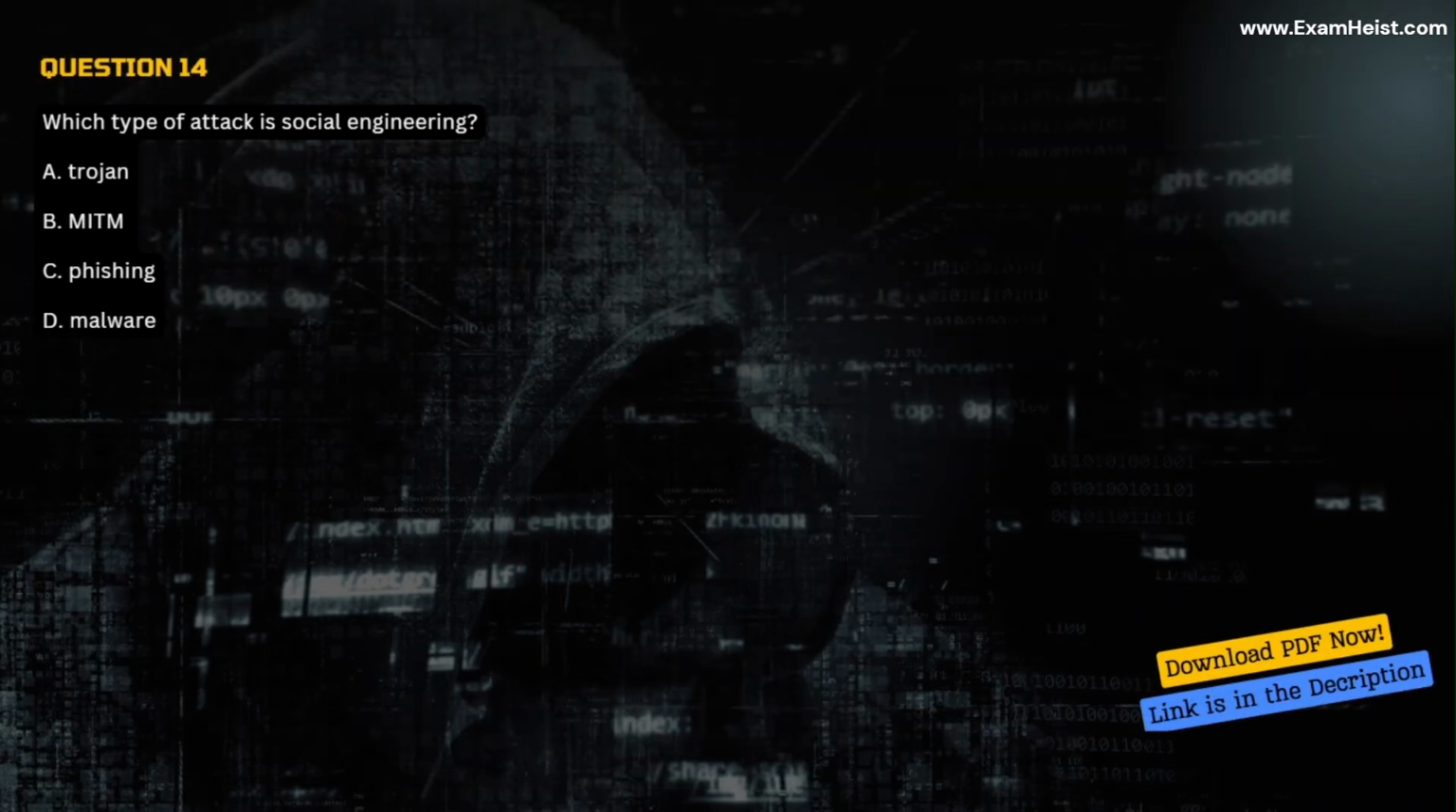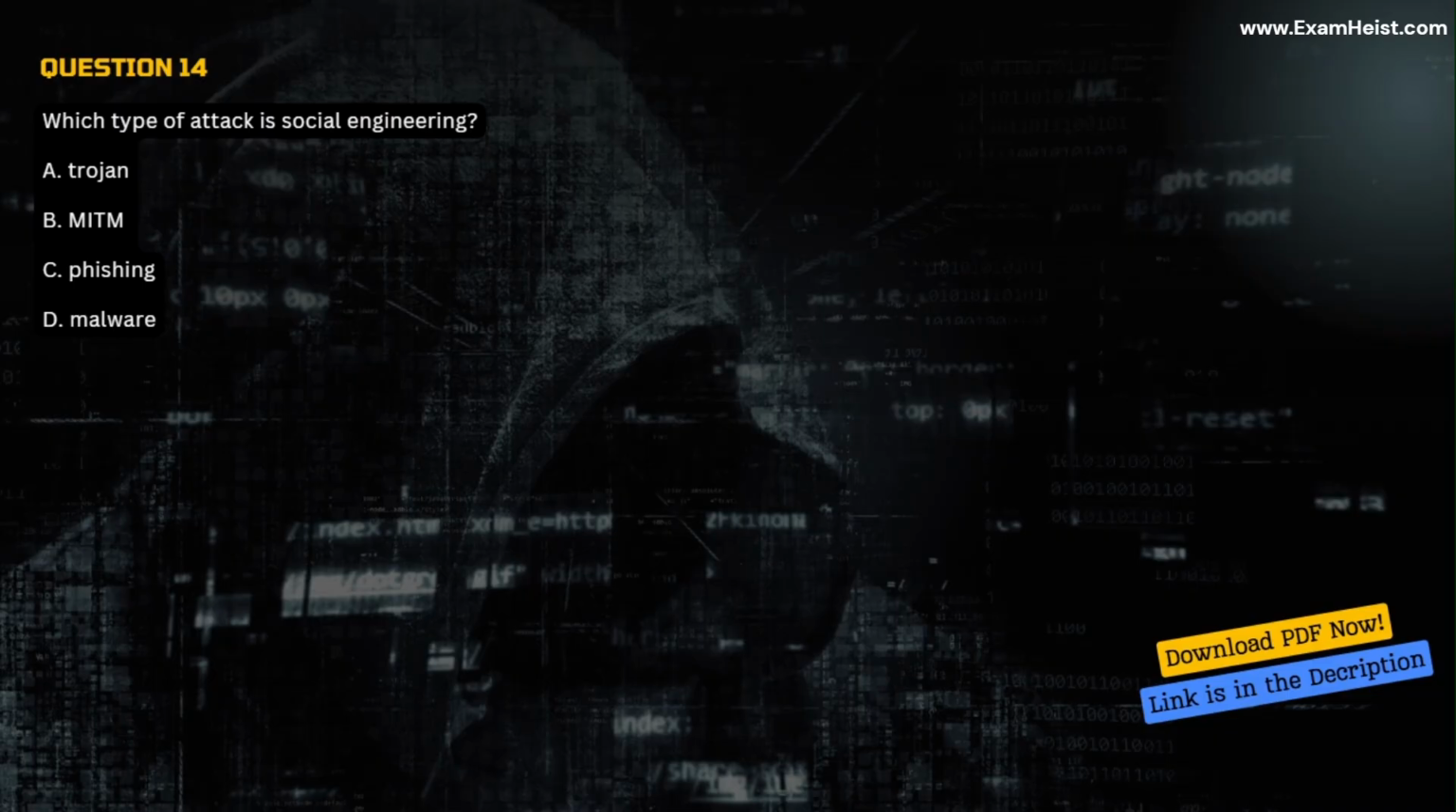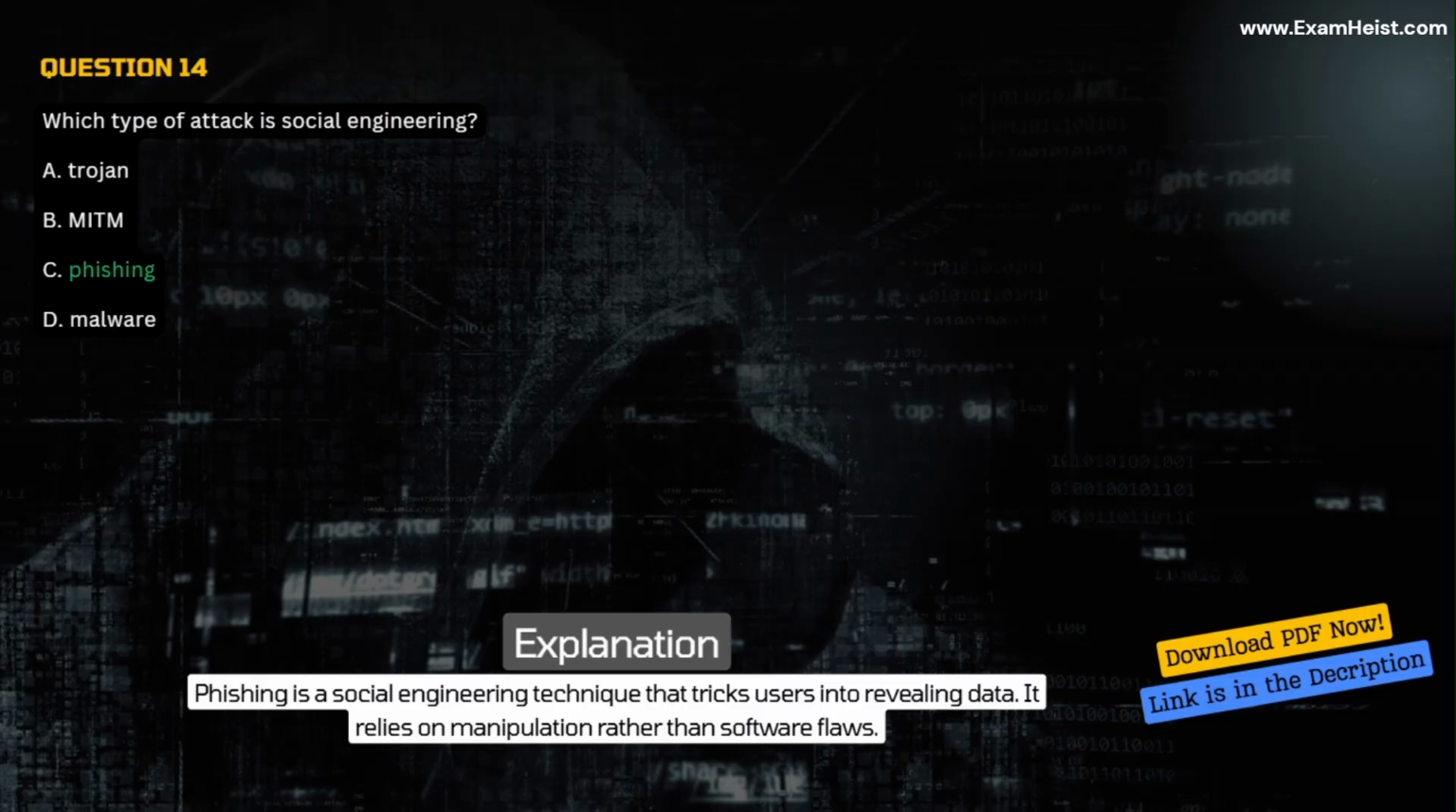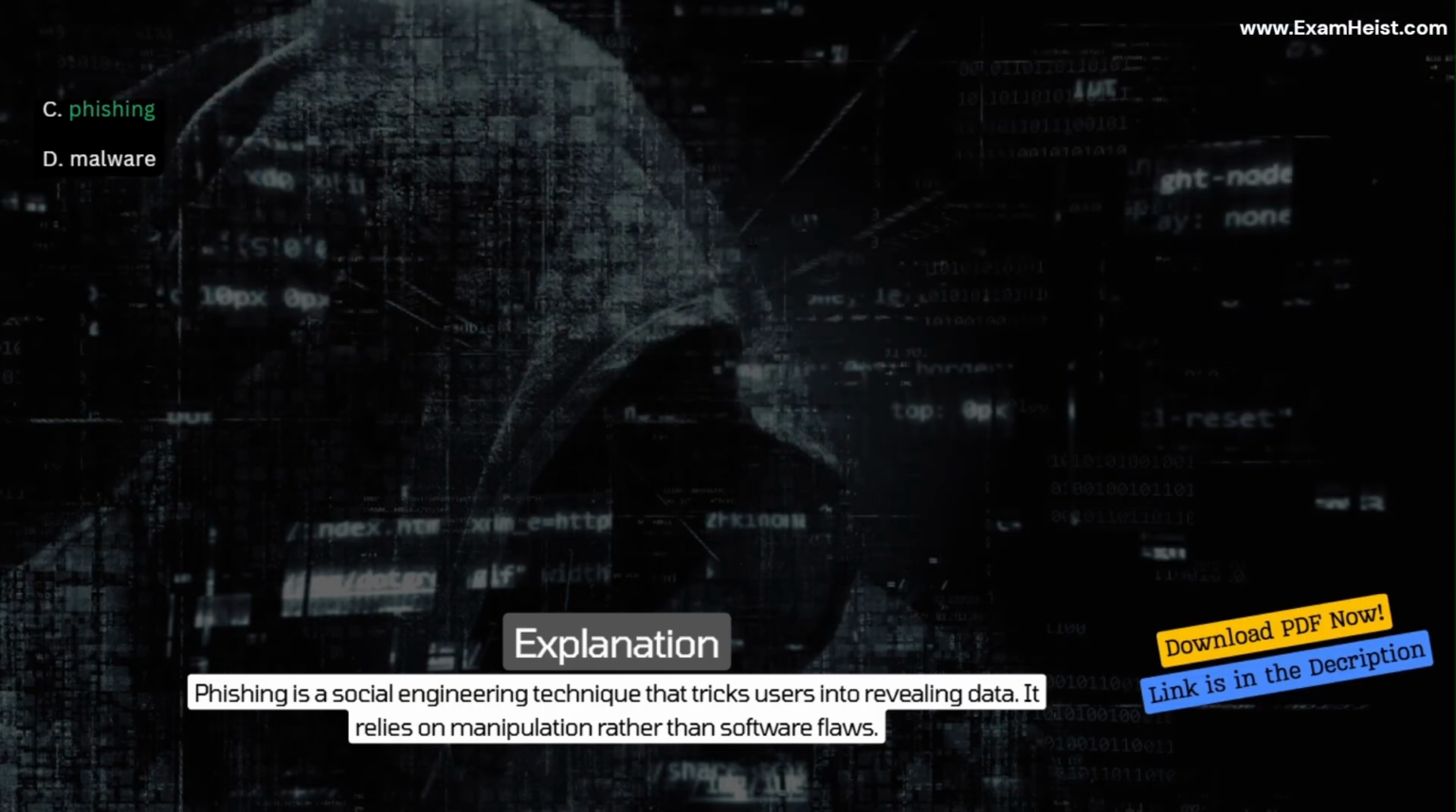Question 14. Which type of attack is social engineering? A. Trojan. B. MITM. C. Phishing. D. Malware. Correct answer, C. Phishing. Explanation. Phishing is a social engineering technique that tricks users into revealing data. It relies on manipulation rather than software flaws.